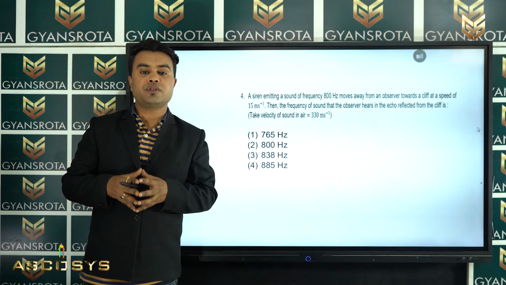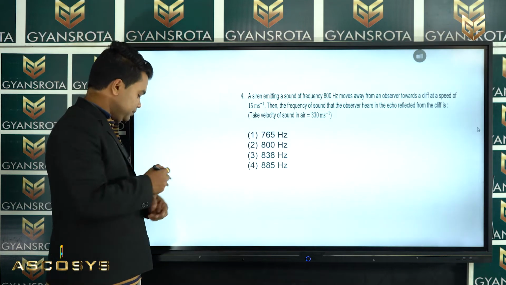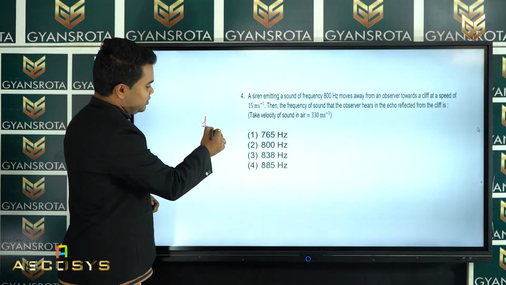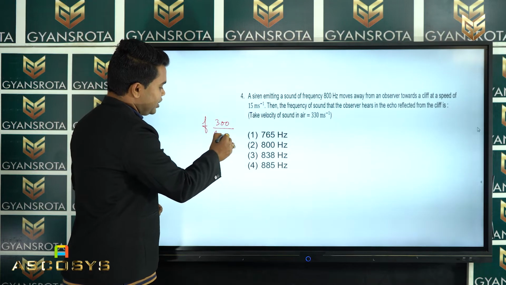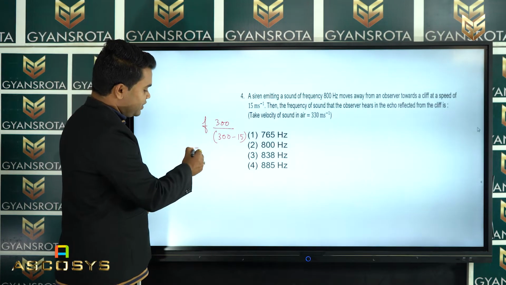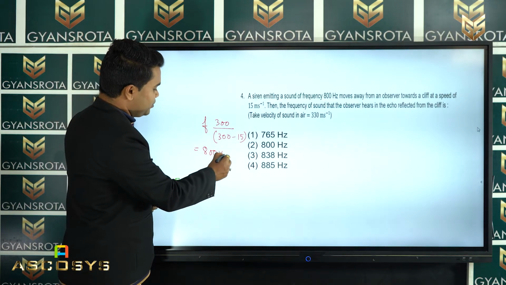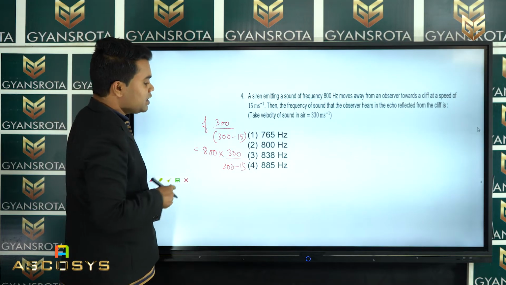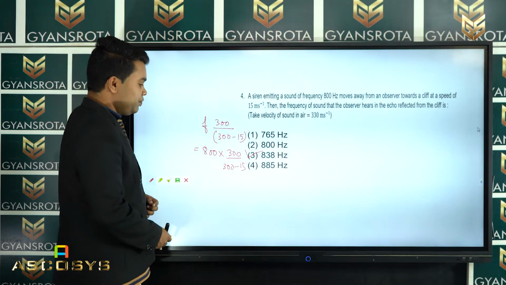What you have to do is use the Doppler effect in this one. The formula for this one is f multiplied by 300 divided by 300 minus 15, where 300 is the velocity of the sound. f is given to you as 800 Hertz, multiplied by 300 divided by 300 minus 15. If you use this, your final answer will be 838 Hertz. That is option number 3. This is the correct answer.